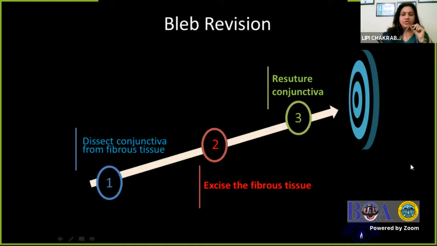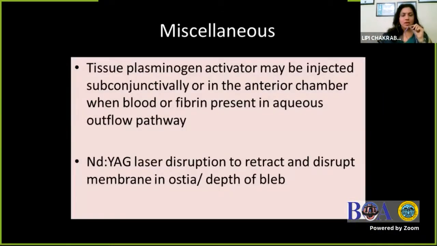Next, we have bleb revision. I'm not so fond of this. This is mainly I do for hypotonous eye rather than for fixing a failing bleb. Simple, we just dissect the conjunctiva from fibrous tissue, excise the fibrous tissue. A part of conjunctiva is also going to be excised, and then we resuture the conjunctiva. We can place an Ologen implant under the conjunctiva and just hope that the bleb might work a bit.